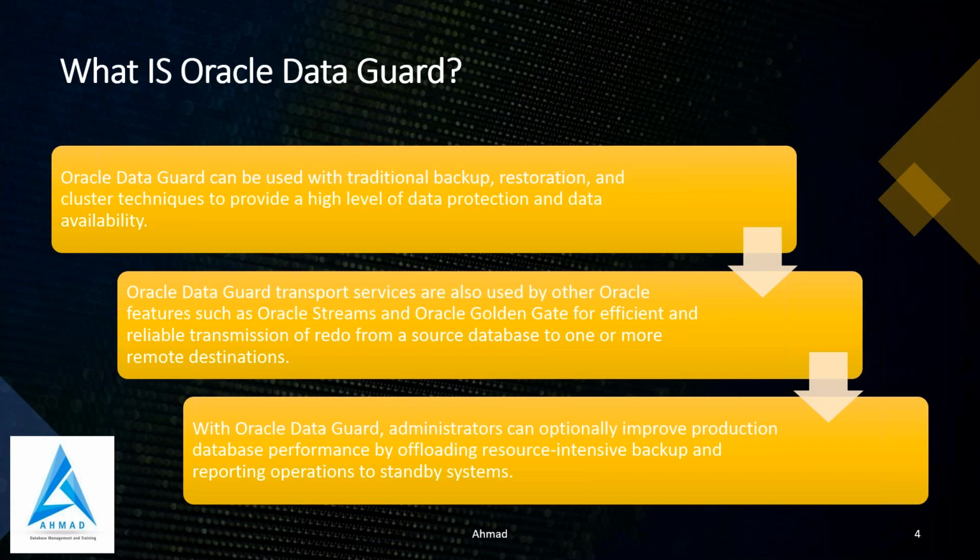In Oracle Data Guard, transport services are also used for Golden Gate and Oracle Streams. When Oracle Streams was used, now Oracle Golden Gate is a better technology to transfer data between two databases. And with Oracle Data Guard, you can improve administration. So that is basically Data Guard.